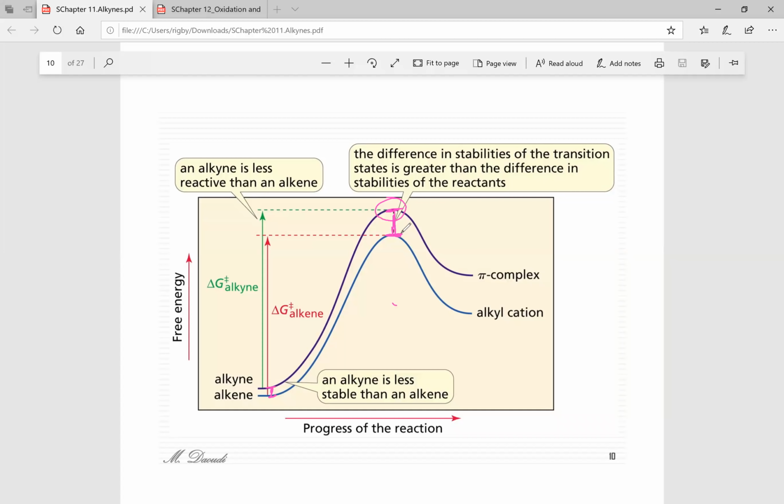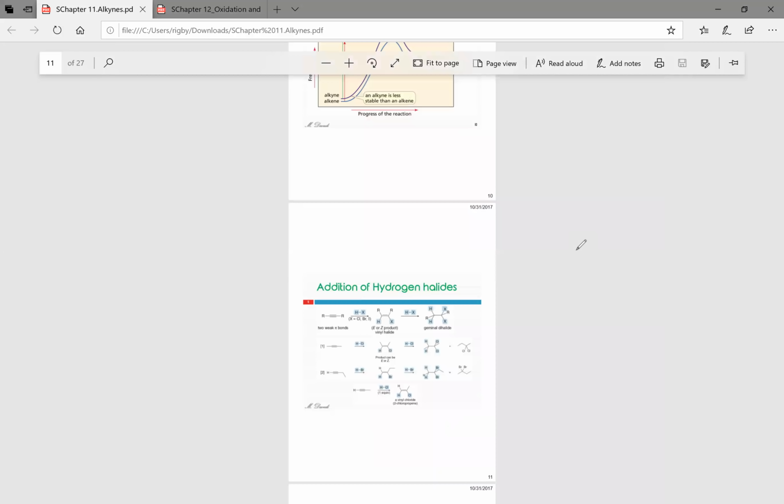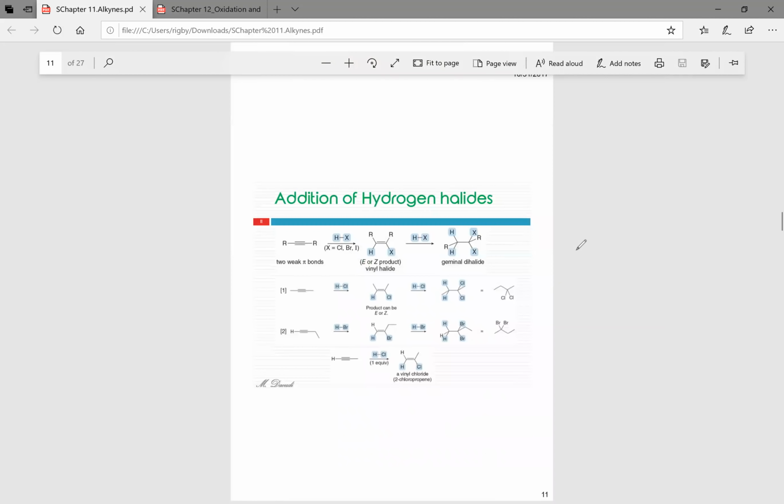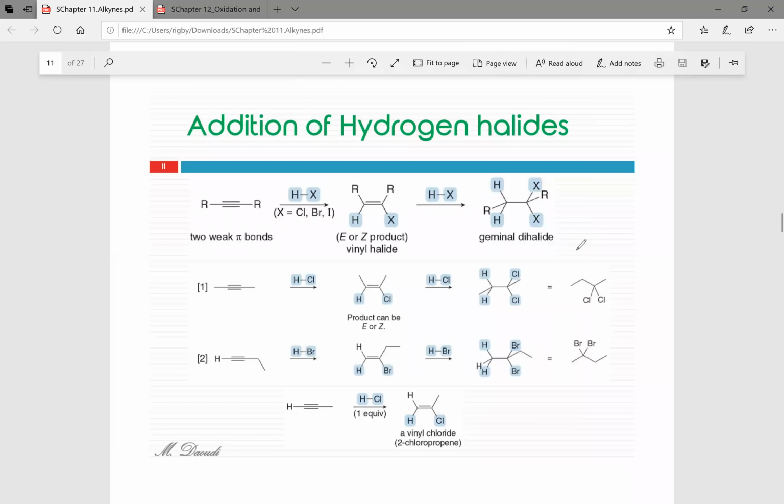And so I don't think this slide is super important, but since he does mention it, I'm going to also mention that, okay? So now let's continue on to the addition of hydrogen halides. This is just halogenation, okay? And we'll get into the mechanism in the next slide. I just want to talk about the overall reaction scheme.